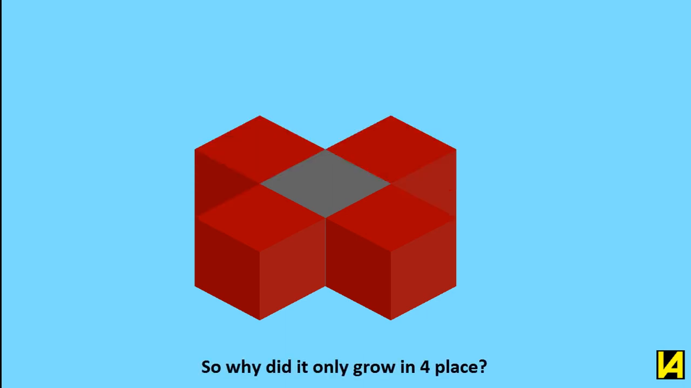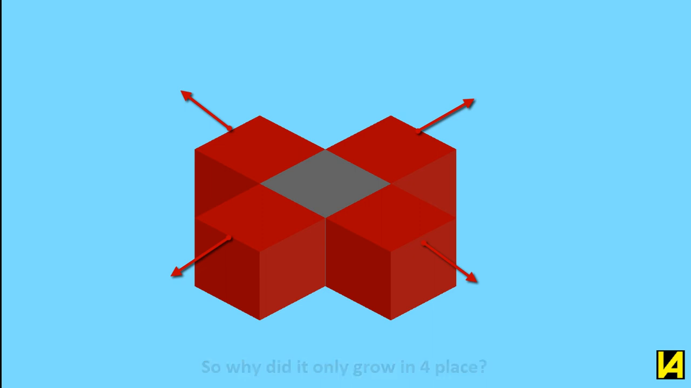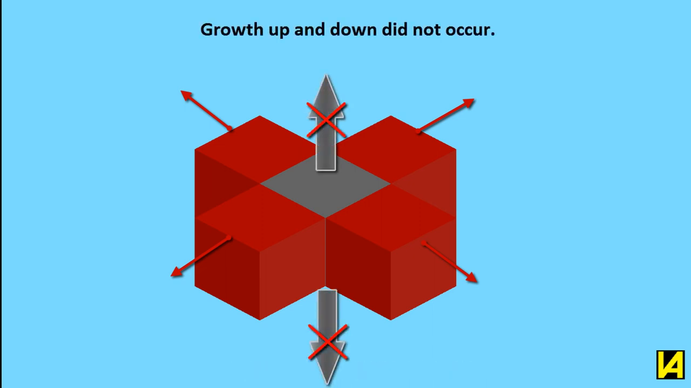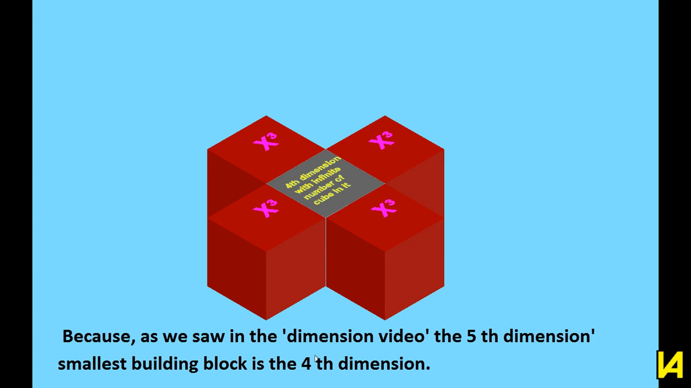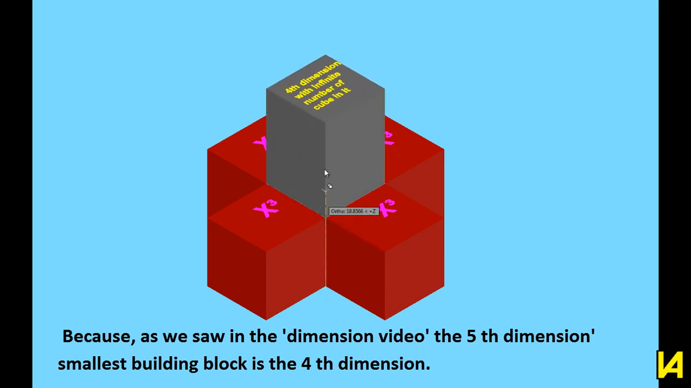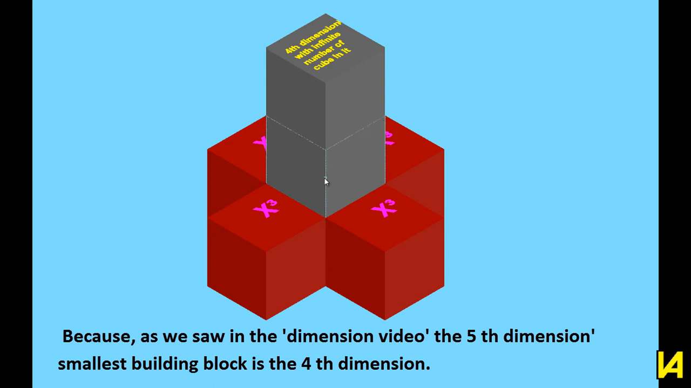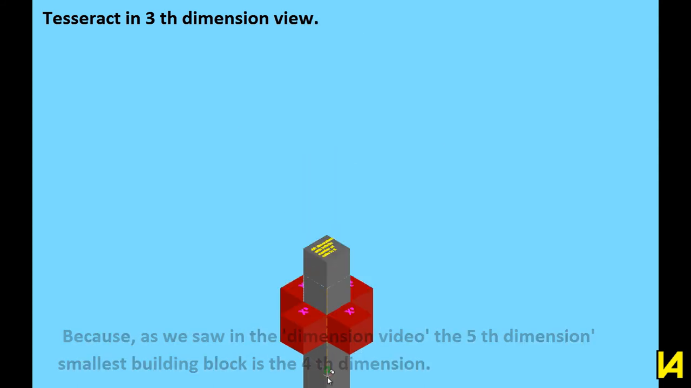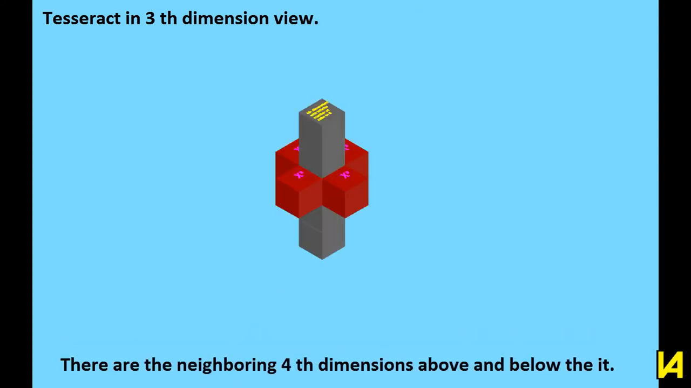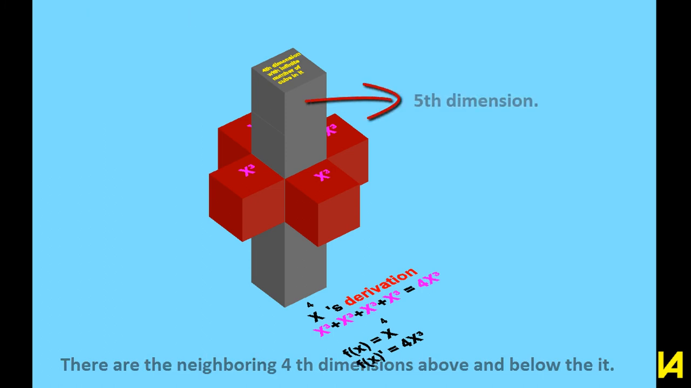So why did it only grow in 4th place? Growth up and down did not occur. Why? Because, as we saw in the dimension video, the 5th dimension's smallest building block is the 4th dimension. There are the neighboring 4th dimensions above and below it. They form the 5th dimension.